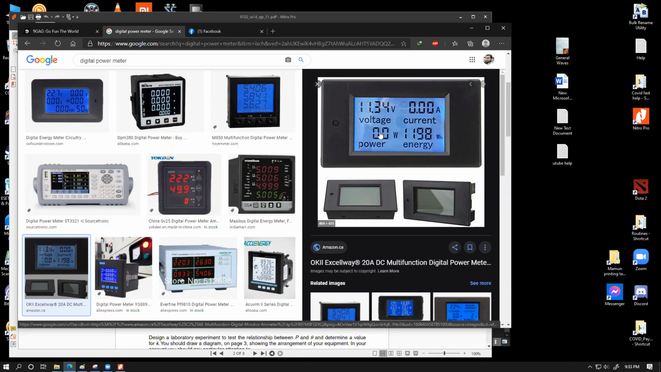But I'm not sure whether mentioning this equipment would be a good idea, because availability of this equipment in a laboratory might be questionable. So going for the voltmeter ammeter combo, I think, makes better sense.